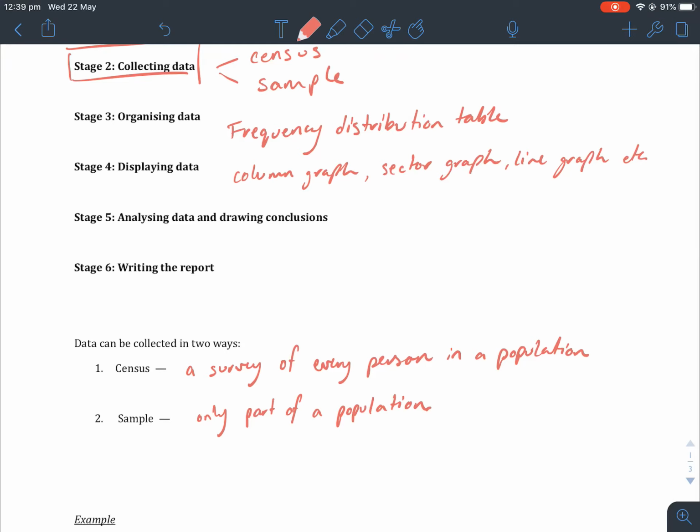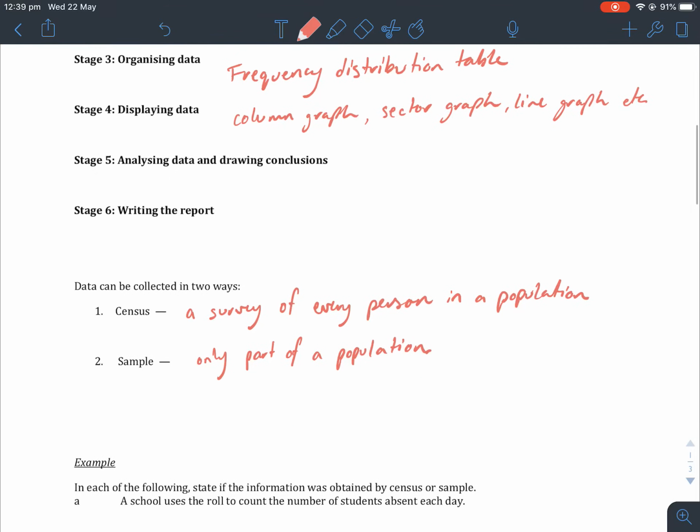Now, there are different types of sampling. You can have a random sample. You can have a stratified sample. And you can have a systematic sample.